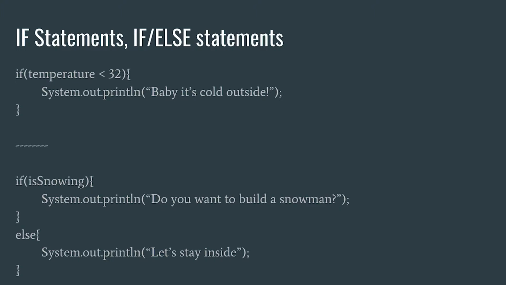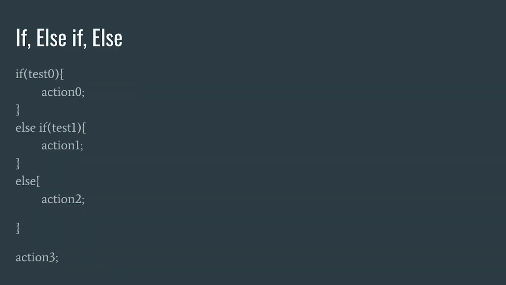Notice that if our if condition is true, if our isSnowing condition is true, we do not do the thing in the else statement. We're picking either we build a snowman or we stay inside, depending on if it's snowing, but we're not doing both. If you have more than 2 choices, you can add else-if statements, as many else-if statements as you want, depending on how many conditions you have.